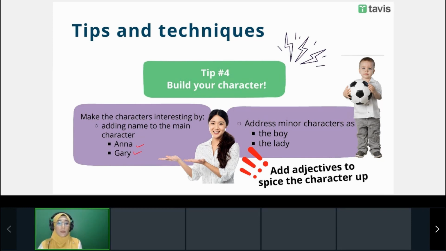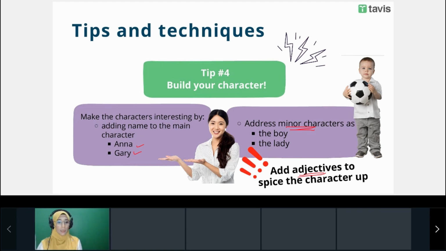And you can address the minor characters such as the boy or the lady. This is for minor characters. For the major ones, please try and add on a name. So at least we know that this person plays a particular role for the whole story. Okay, then you can add on adjectives to spice the character up. And you can use adjectives, those describing words. All right, the beautiful Anna, the good looking Gary. All right, something like that.